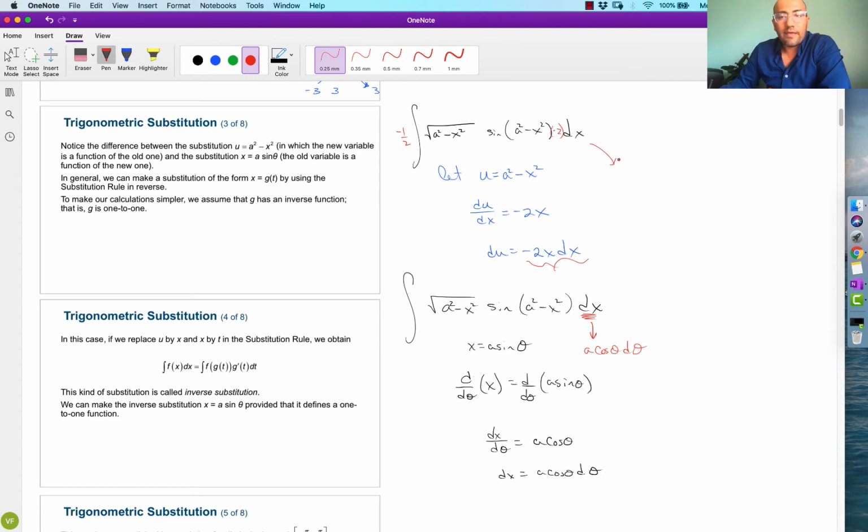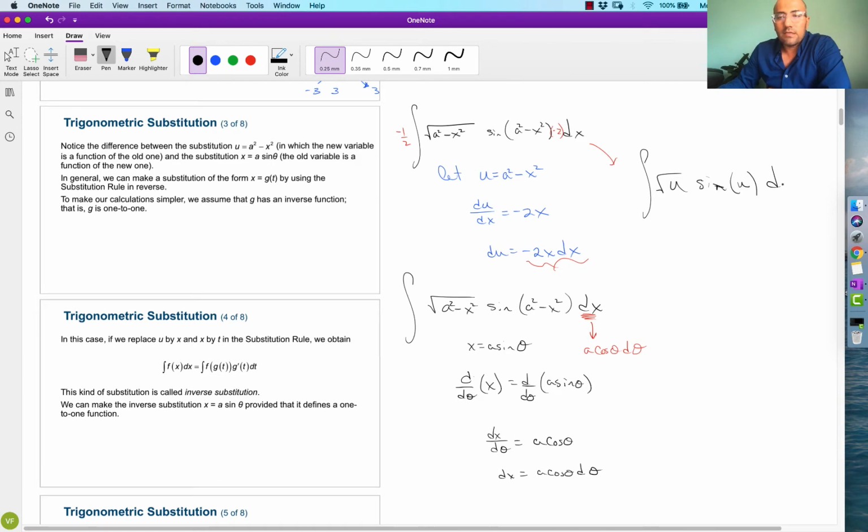I'm hoping that this will end with something that looks like the integral of square root of u sine of u du. So I'm hoping that this du appears somewhere in there, and right now we're out of luck because it doesn't have the x, so I'm not able to do that, and my u substitution is ruined.